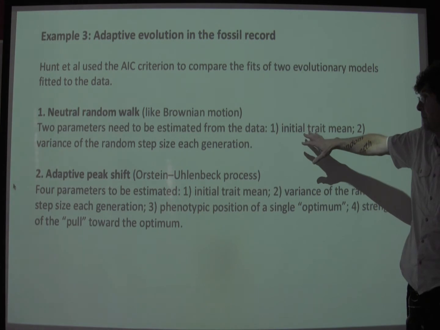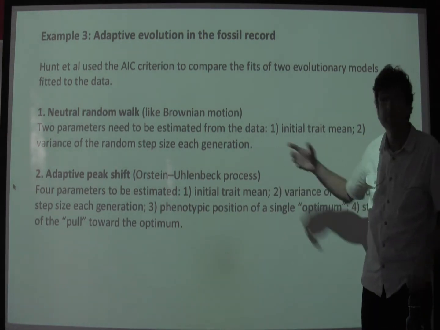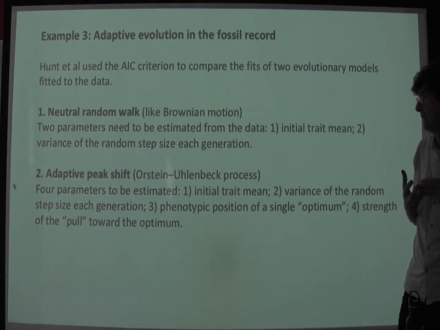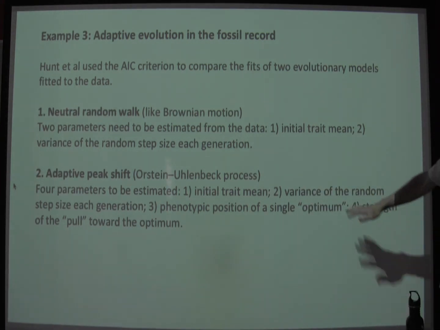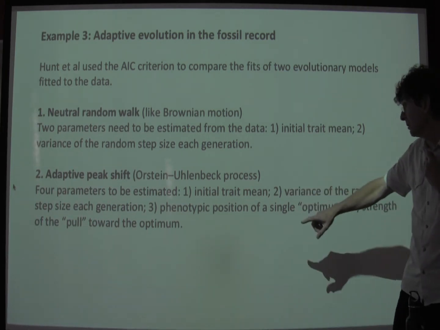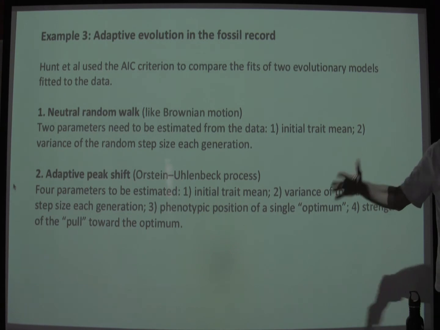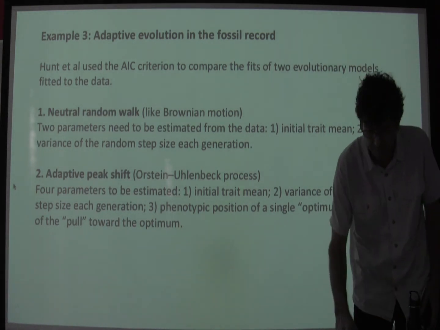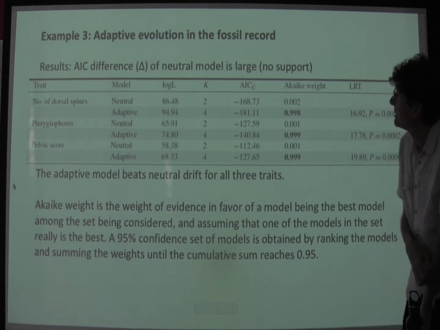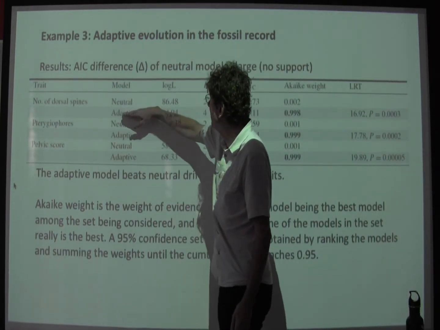And there are two parameters in the neutral random walk: the initial trait mean and the variance in step size every generation. And then in the adaptive peak shift model, there are 4 parameters. Those same two, but then also the position of this optimum, and then the strength, the pull, how strong selection is in bringing a population toward that optimum. So here are the 3 traits, and the 2 models being compared.